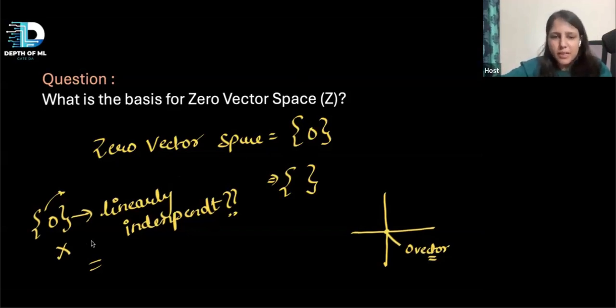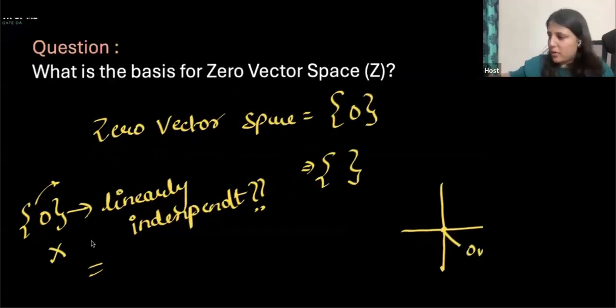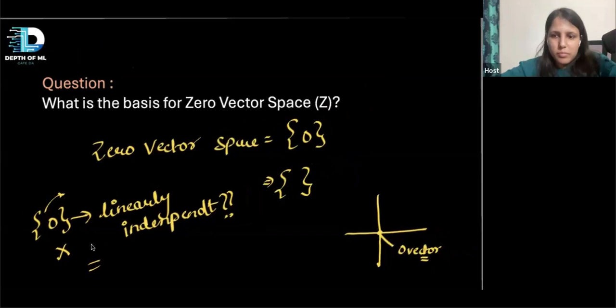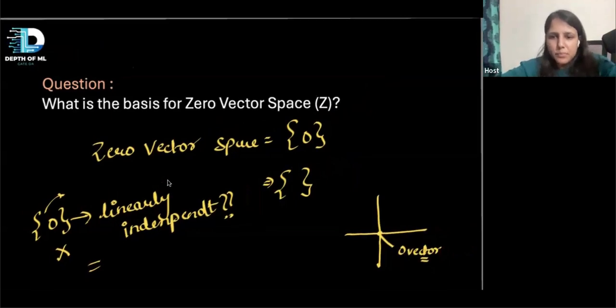So this is something that you have to remember: I cannot have a linearly independent set of vectors defining for me a zero vector space. So an empty set will be my basis for the zero vector space. Fine. Clear, everyone? I'm not seeing a lot of yes. Clear. Yeah, we'll discuss this after class.